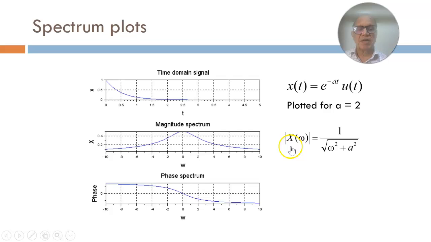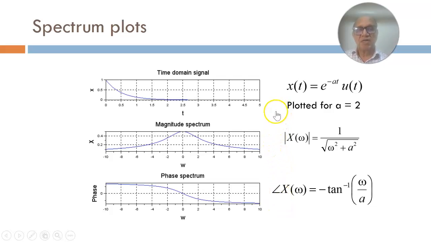And this is the magnitude spectrum, mod of X(omega) equal to 1 upon under root of omega squared plus a squared. And as you can see, as omega increases, X(omega) will decrease. It will also decrease even if omega increases in the negative direction, because this is squared. So even if omega is negative, this square will make it positive and the magnitude will decrease. And the phase spectrum is asymptotic to plus pi by 2 for omega equal to negative infinity, and asymptotic to minus pi by 2 for omega equal to plus infinity.